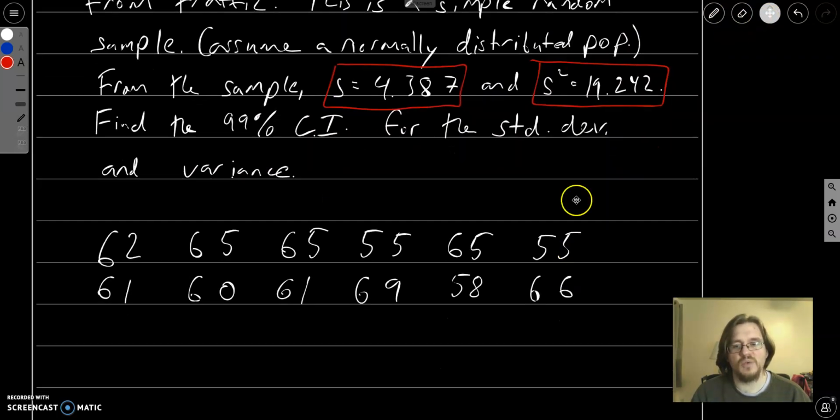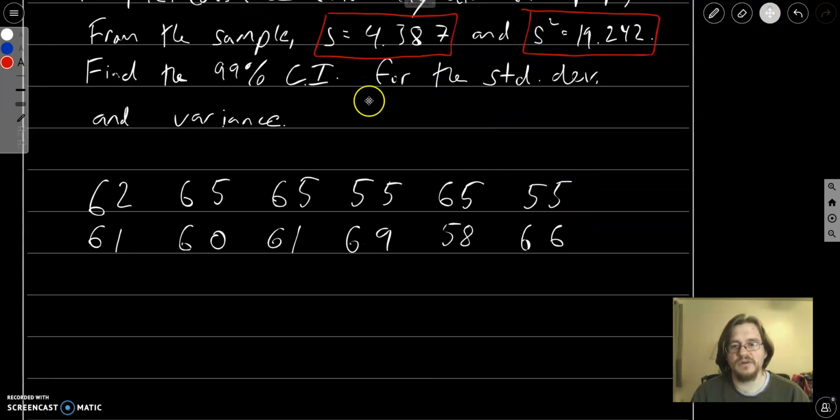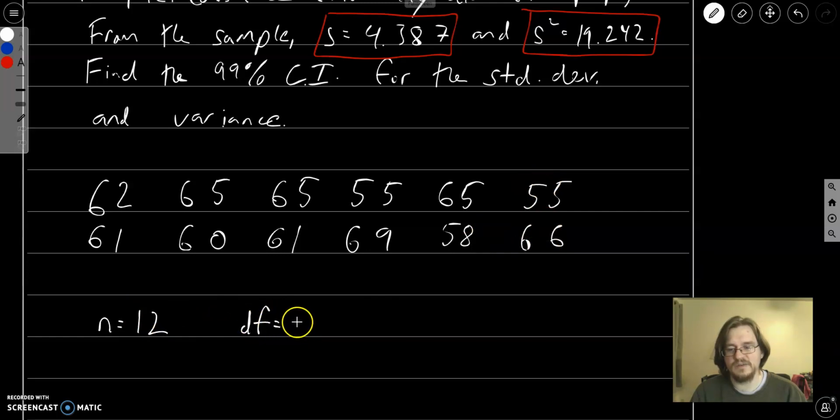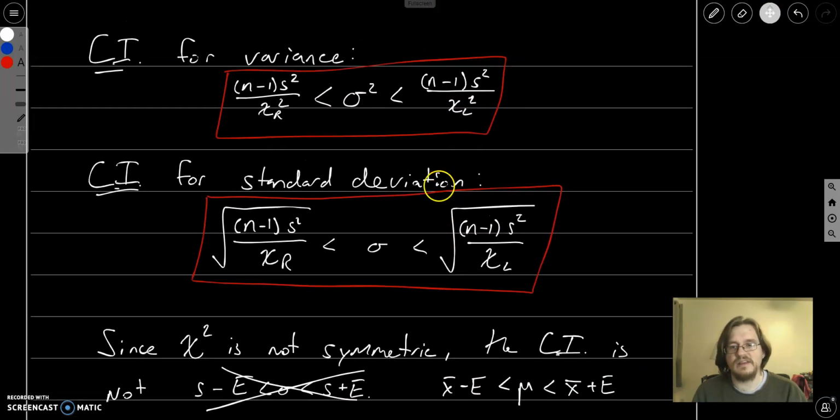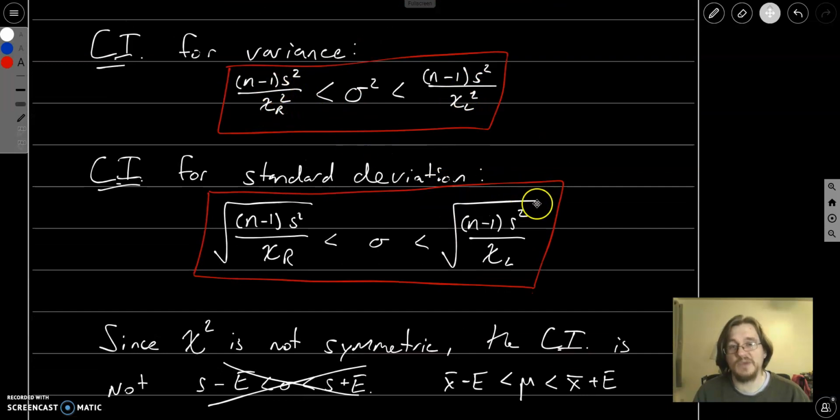So what do we need to know for the confidence interval for the standard deviation and the variance? Well, let's do the variance first. We need to know n, which is the size of our sample. 1, 2, 3, 4, 5, 6, 7, 8, 9, 10, 11, 12. So n is equal to 12. So our degree of freedom here is going to be 12 minus 1, which is 11. So we have n. We have our variance. The last piece of the formula here is going to be the critical values.